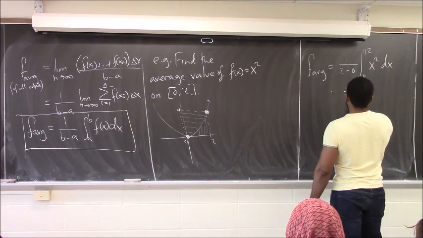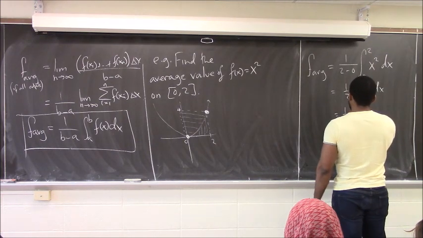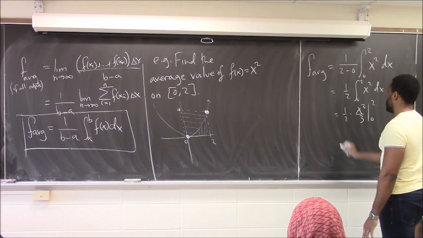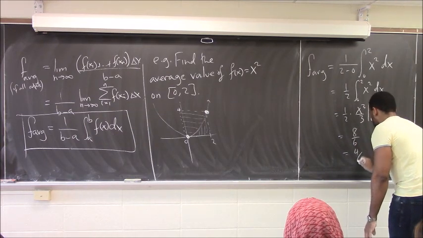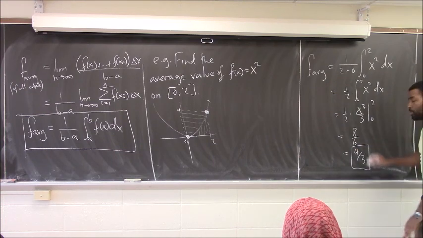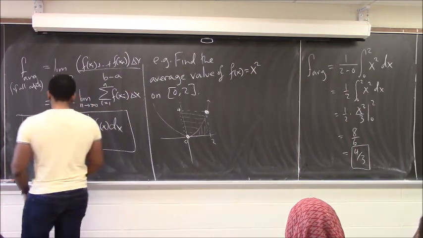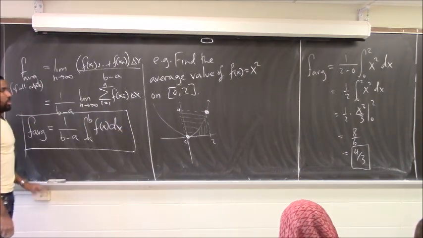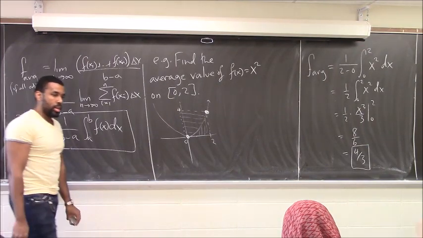So this is going to be a half the integral from 0 to 2 of x squared. This will be 1/2 times x cubed over 3 between 0 and 2. This will be 8 over 6, which will be 4 over 3. Turns out the average output of x squared on that interval is 4/3. So if I were to add up all these values, divide them by the number of values there are, 4/3 would be the answer.